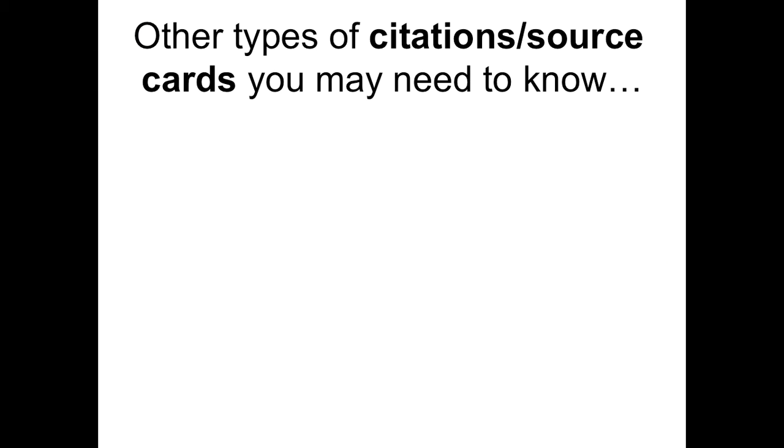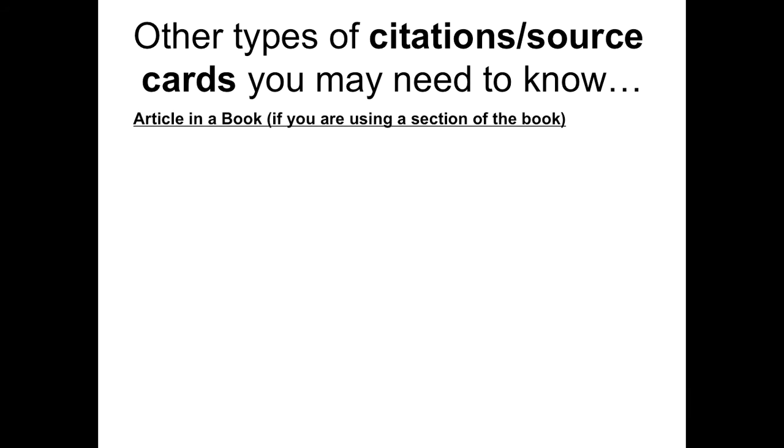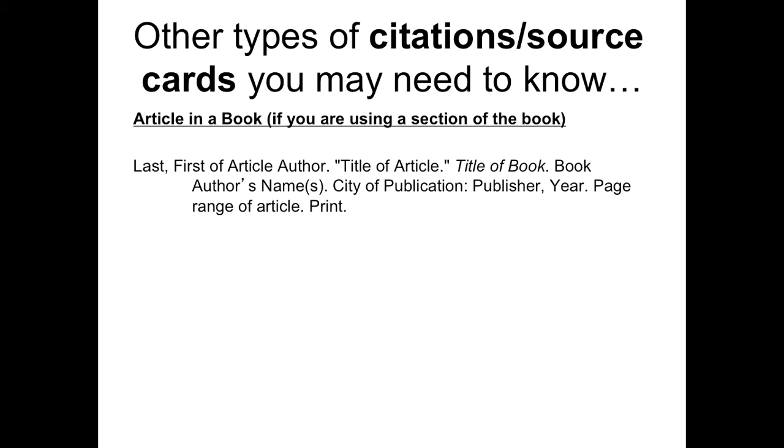There are two other types of citations you might need to know for the sake of this project. I'm not going to make us take notes on them, but the first one is an article in a book. You'll notice some of the books that we're going to look at in class have different authors for different pieces of the book, and those are often referred to as articles in a book. So if we were doing those, we would cite them accordingly. We would talk about the article author, then the title of the article, the title of the book. We would write the book author's name, and most of the time that might be an editor. Then we're going to have the city of publication, the publisher, the year, the page range of articles, and then we would write print as our type of media.